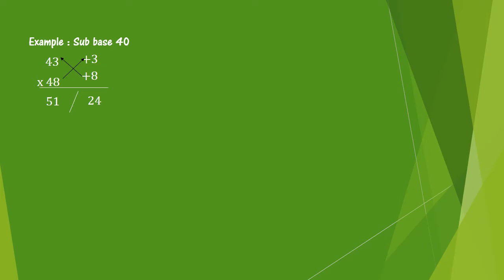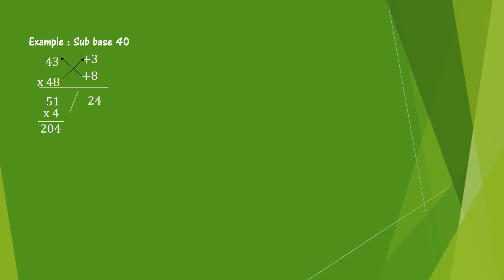Now the very next step is very important. We'll be multiplying the left hand side, that is 51, into 4. And why are we multiplying with 4? Because of the subbase 40, because we are taking numbers which are closer to subbase 40. So we multiply 51 into 4, where we get the answer 204.